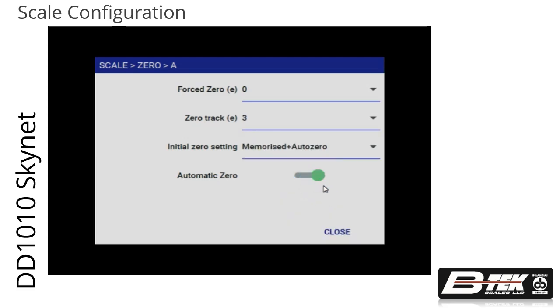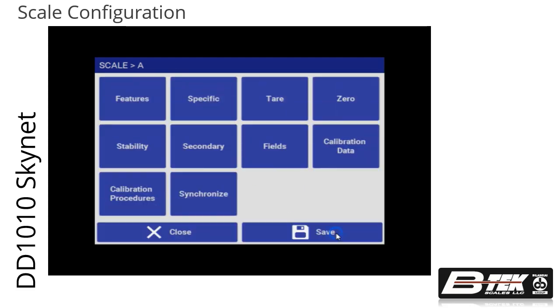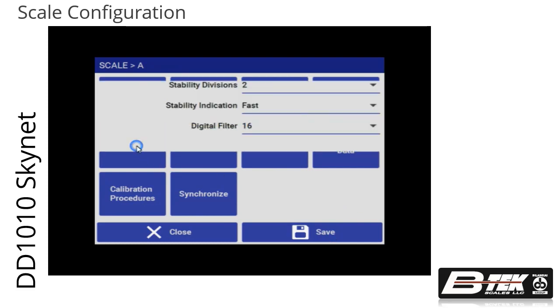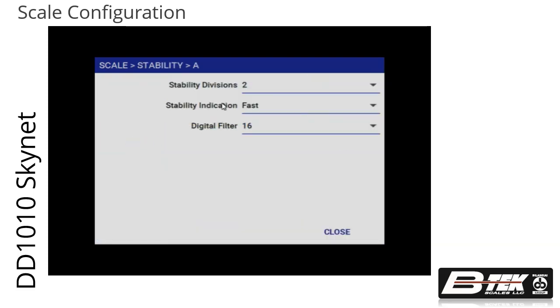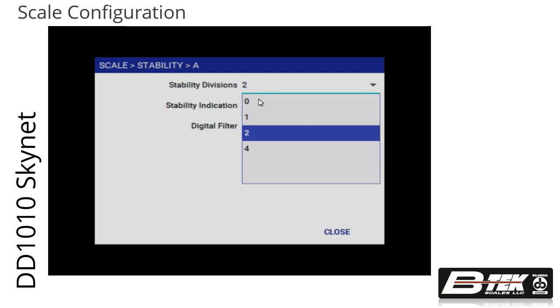The automatic 0 function, when turned on, will zero off any negative weight value after remaining stable for 5 seconds. Normally this is left off, and the 0 tracking function takes care of tracking 0. Next will be stability. Stability divisions come in settings of 0, 1, 2, or 4, 2 being the maximum for a legal for trade application.